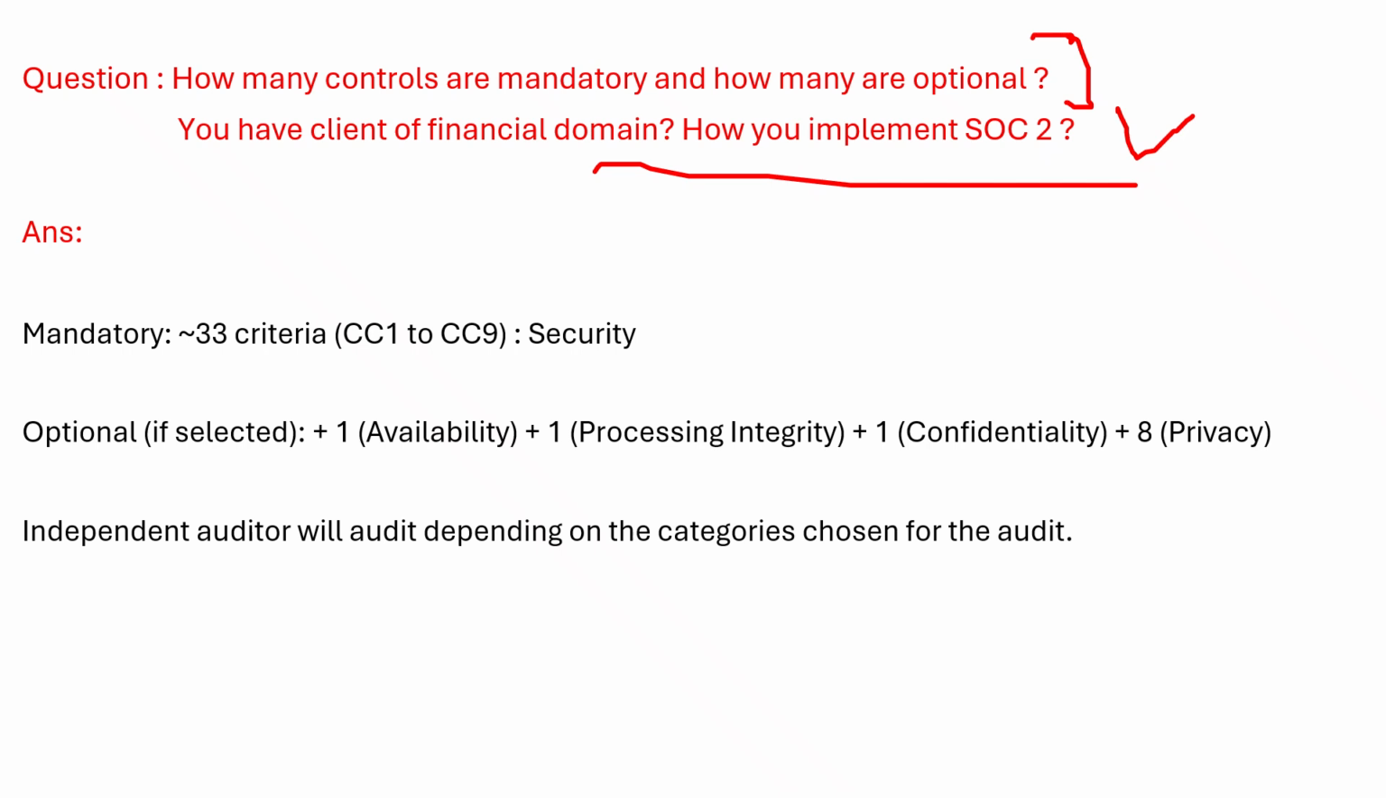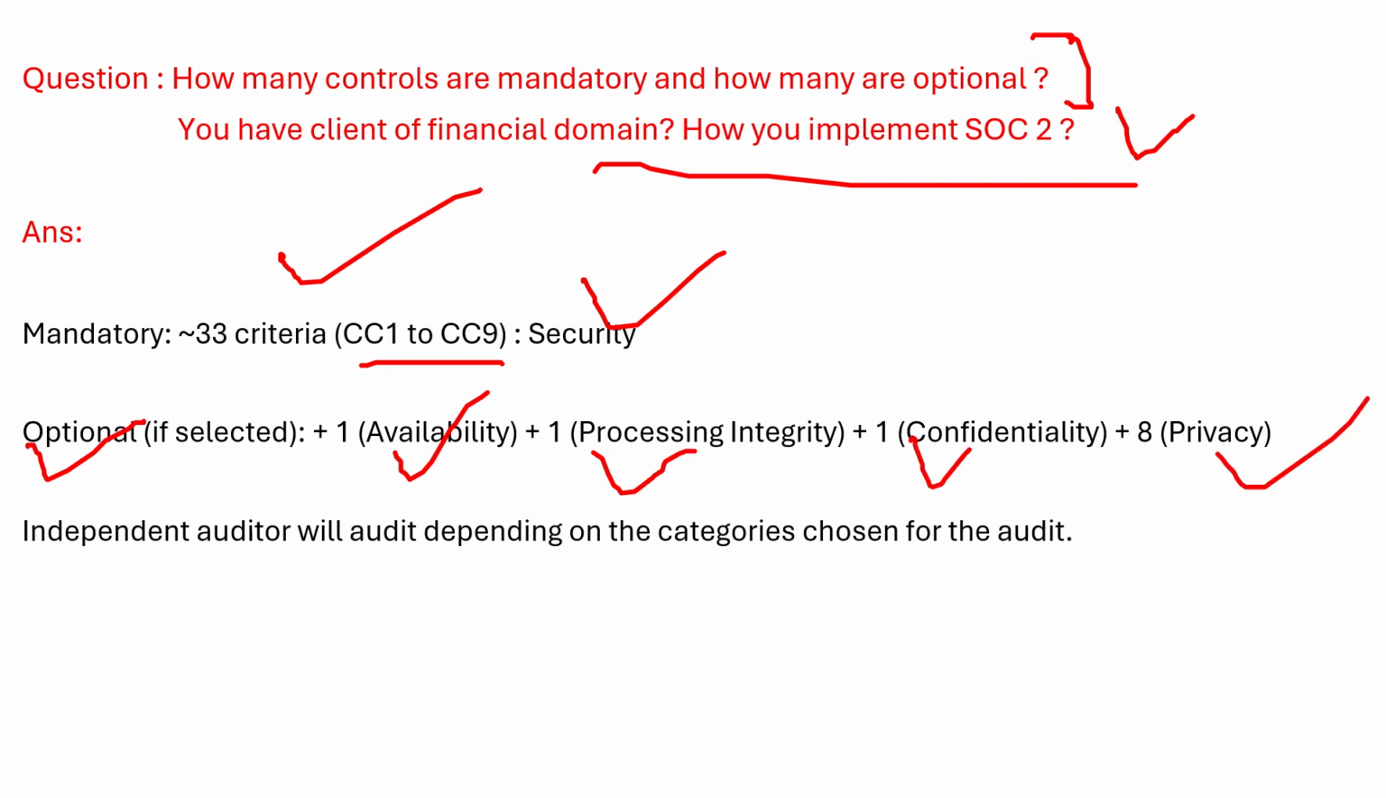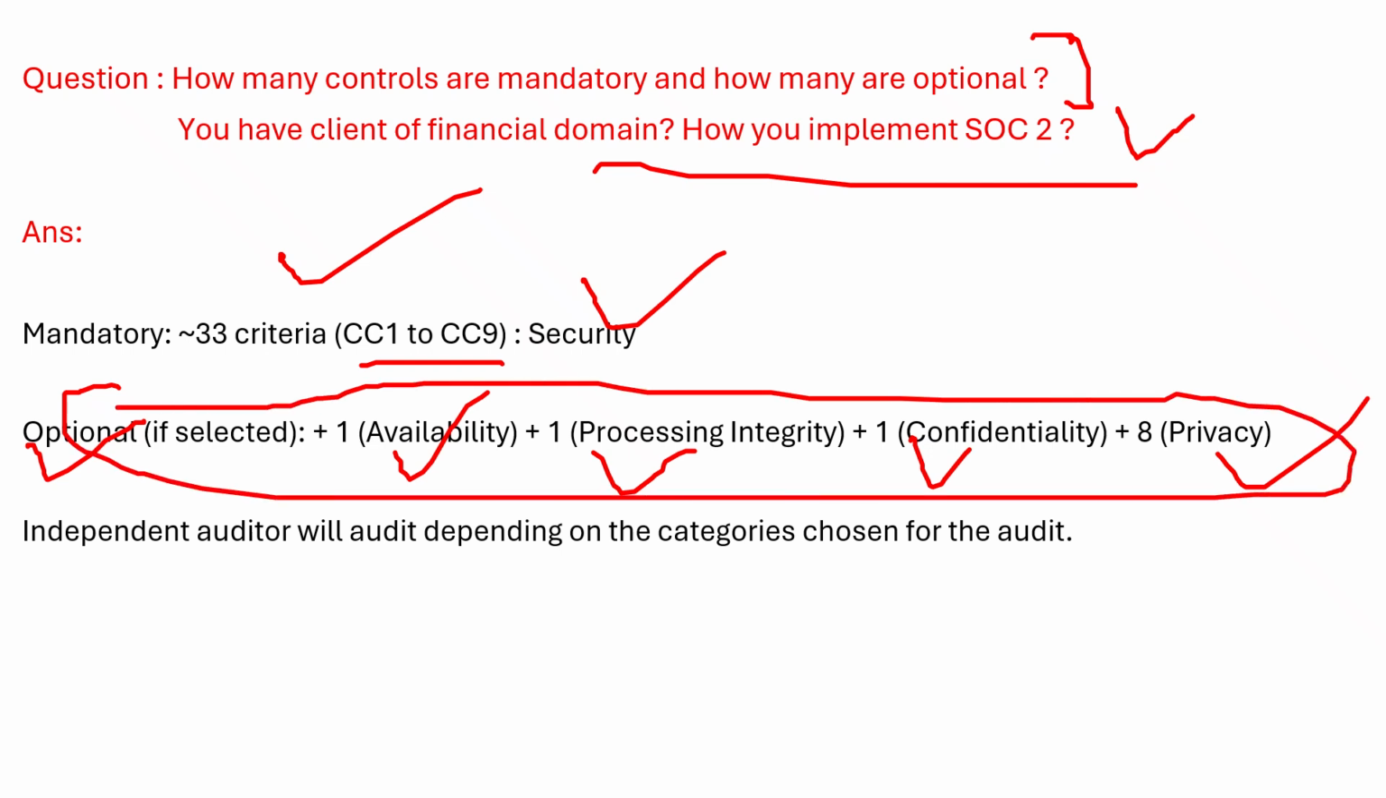Let's discuss these two. Mandatory are the security domains which come under CC1 to CC9, which I had discussed in the last slide. Optional are availability, processing integrity, confidentiality, and the data privacy part. The independent auditor will audit depending on the category chosen for the audit. Since these are the optional ones, it's completely dependent on the organization whether they are going for these optional things for audit or not. But the security part, CC1 to CC9, is mandatory.